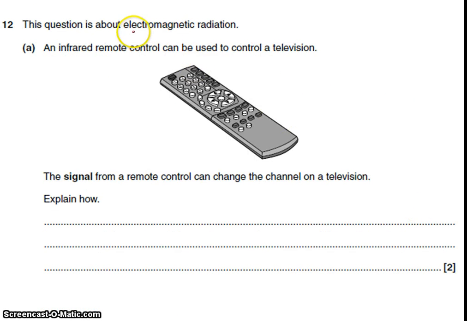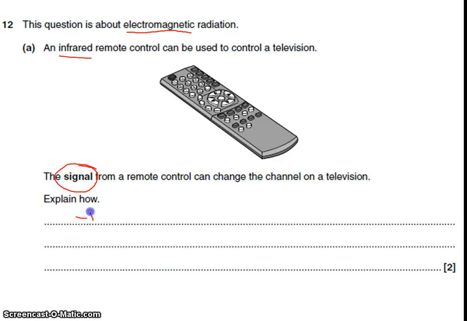Okay, so now we focus more on the sort of back half of P1 on the waves part. So this is about part of the electromagnetic spectrum, specifically infrared. And one of the uses of infrared is as a remote control. Now it says the signal from the remote control can change the channel on a television. Explain how. So this question is actually about digital signals.